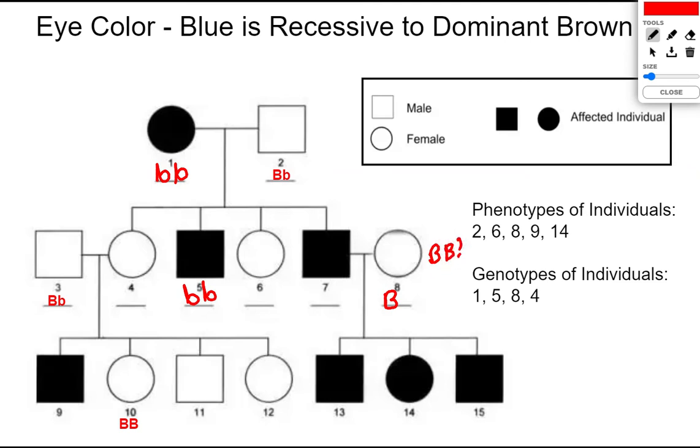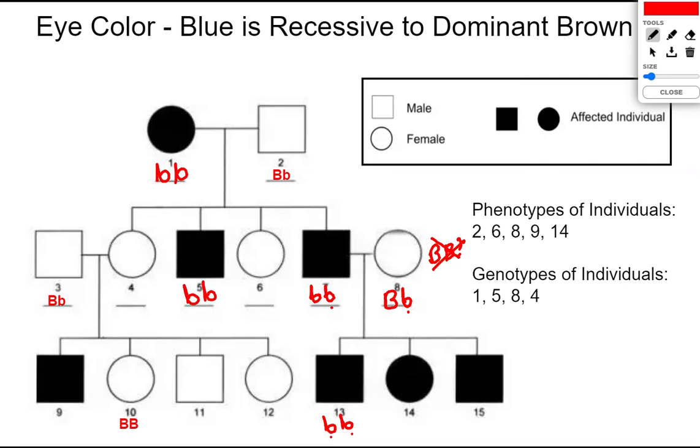Probably not. Take a look at the kids, right? The offspring. 13, 14, and 15 are all little b, little b. They get one from mom and they get one from dad. We know the number 7 here is dad. Dad sent that one. So mom must also send a little b. So it can't be homozygous.